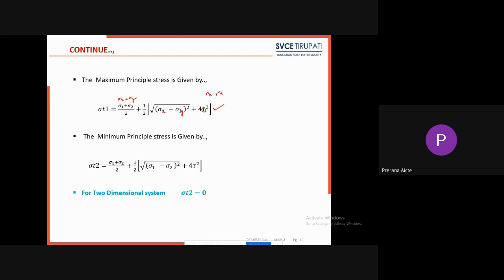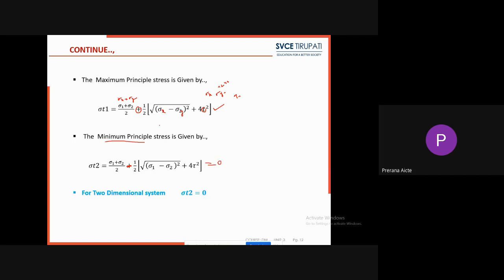For example, sigma x is equal to 240 megapascal, sigma y is equal to 480 megapascal, and tau value is 380 megapascal, just to calculate the sigma T1 value. If it is a positive sign, it is maximum. If it is a negative sign, it is called the minimum principal stress. But in a biaxial plane, sigma T2 value is 0.